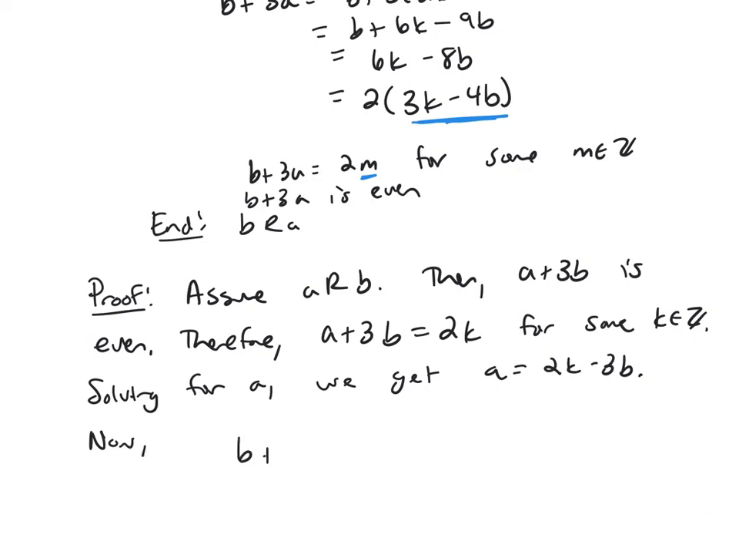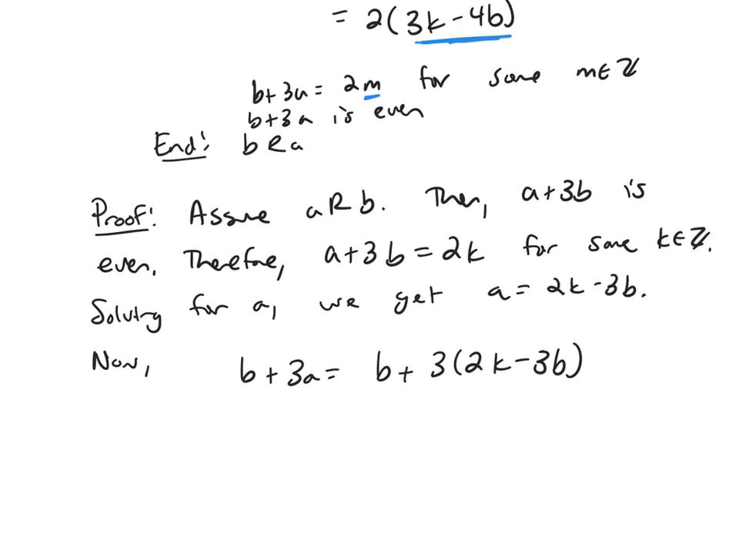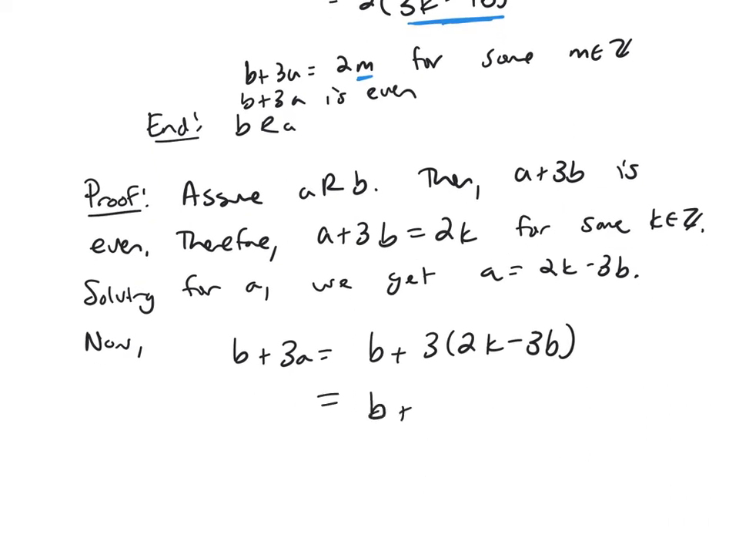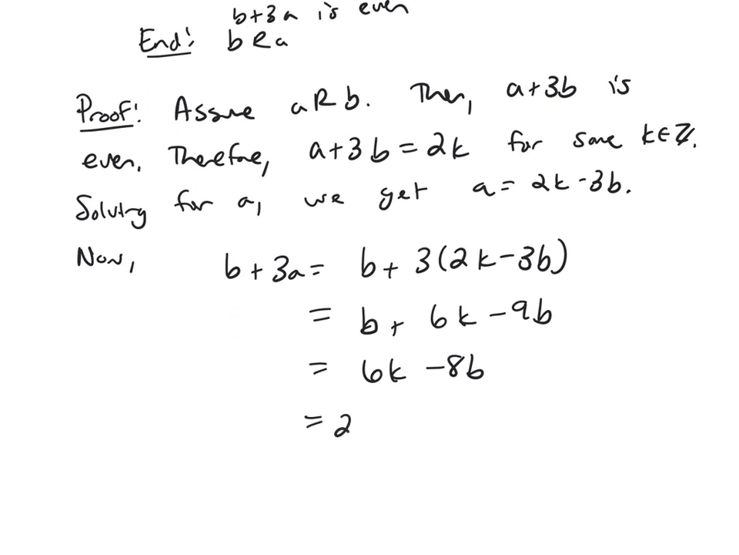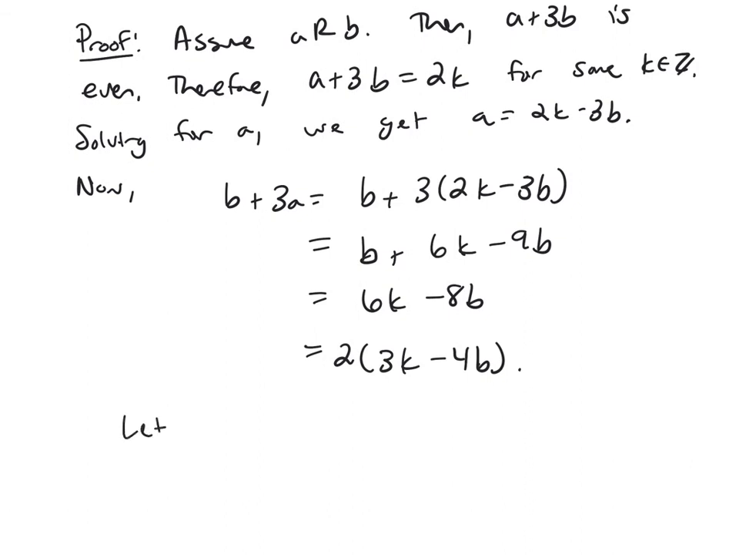Now, B plus 3A equals B plus 3 times (2K minus 3B). This is equal to B plus 6K minus 9B. And we said that that was 6K minus 8B. And we factored out a 2. This is 2 times 3K minus 4B. So we're going to call that M. Let M equal 3K minus 4B, which is an integer.